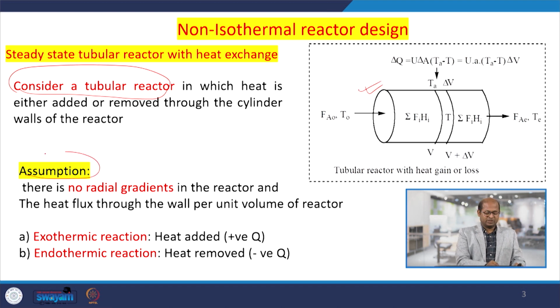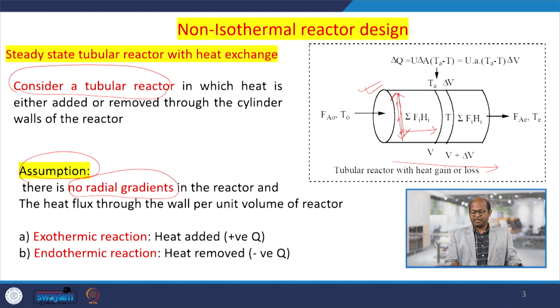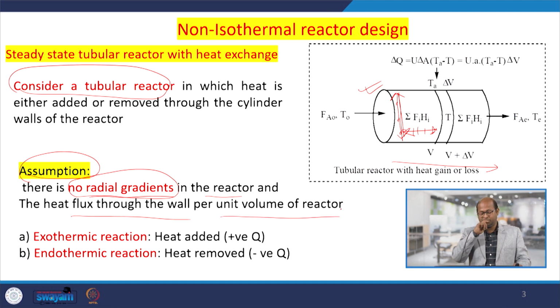So, here there is some assumption, that is no radial gradients, meaning the temperature changes along the length, but along the radial direction there is no variation. So, everywhere this way the temperature remains the same at these points, but along this direction the temperature at these locations would be different. So, no temperature gradient in the reactor, and the flux to the wall per unit volume of the reactor, that we have to consider.